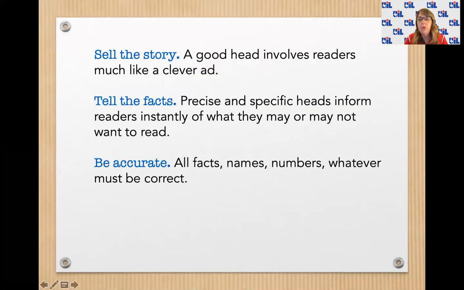So really what we want is we want your headlines to sell the story. They've got to say what's going on in the story, and they've got to be good enough to entice readers into the story. They have to be factual. And they need to be accurate. That's super important. If something hasn't happened yet, you can't say that it's already happened in your headline. And that's something that gets students all the time. So you have to make sure that your headlines are completely accurate.